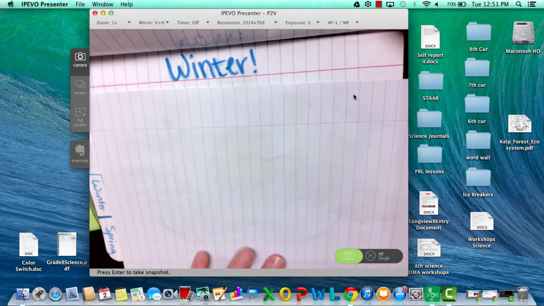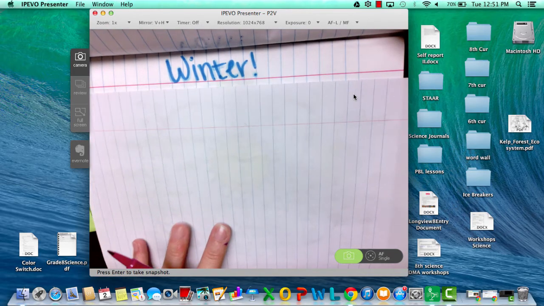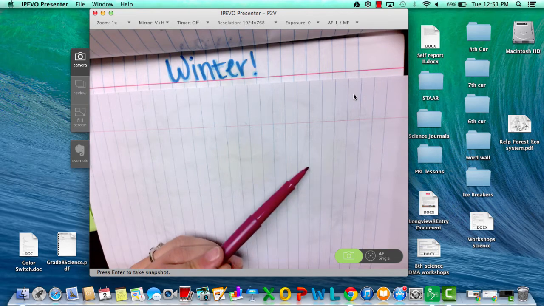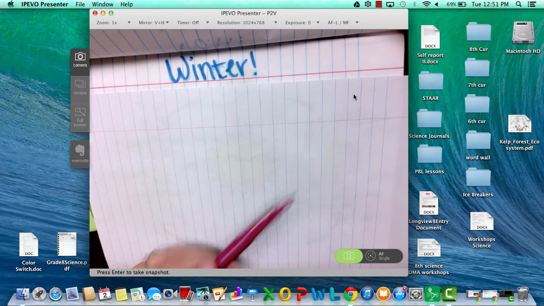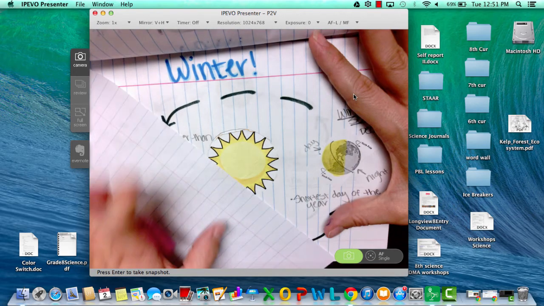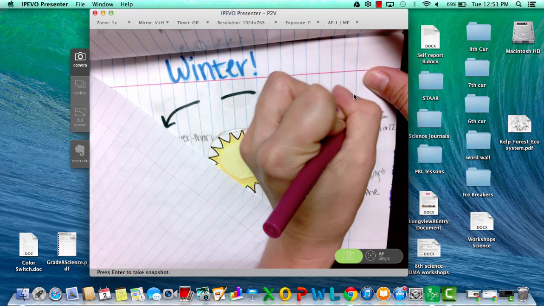So make sure you're on your winter tab and go ahead and write winter at the top. So by now you should probably be able to figure out where our earth is going to be. Our summer was over here on the left. Our fall was down here on the right. Well, we're going to keep moving in that counterclockwise circle. So now we are going to be over here on the right. And the first day of winter is called the winter solstice.